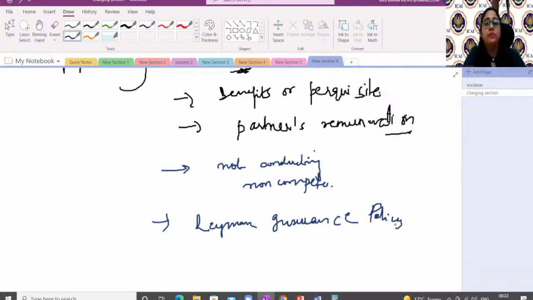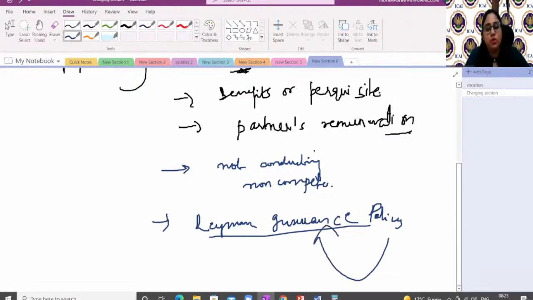If you're receiving it by virtue of your employment, that is your salary income. As an employee, if you are receiving any lump sum from a key man insurance policy because your employer paid the premium, then it's salary income. If you're receiving it by virtue of your business, where the partnership firm has taken a key man insurance policy for you as a partner, anything you receive under it would be your business income.